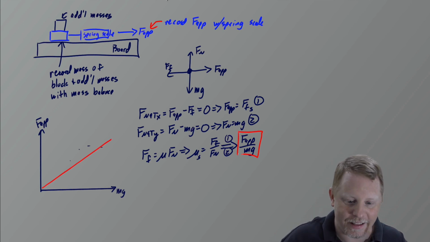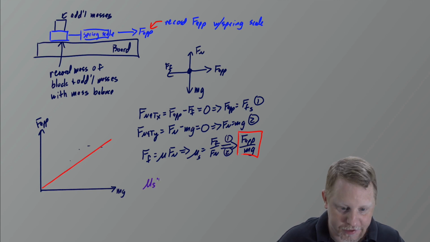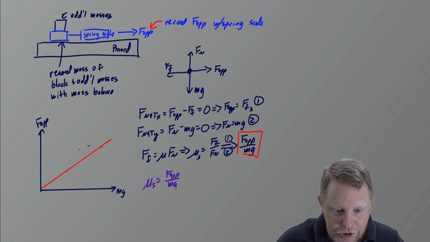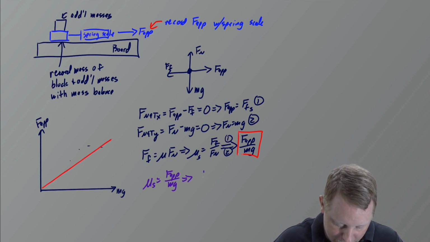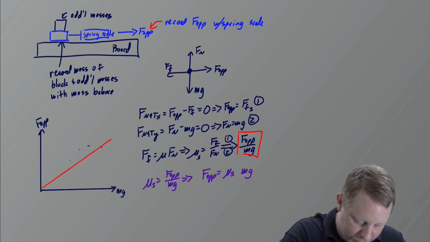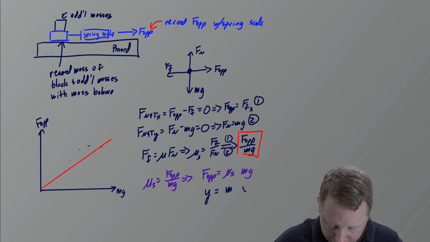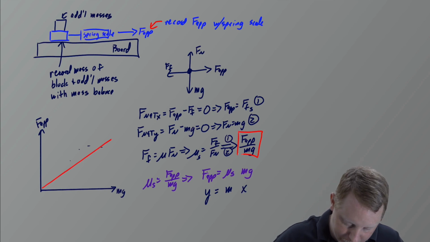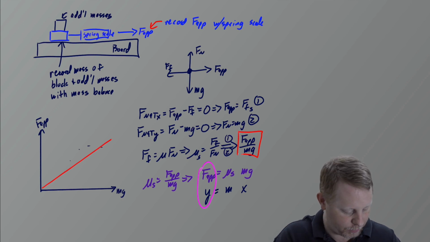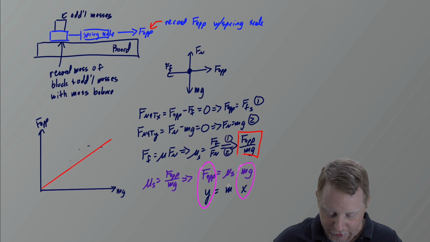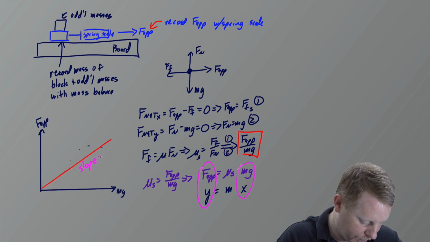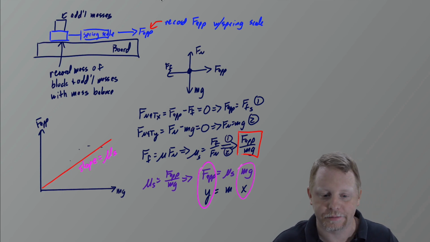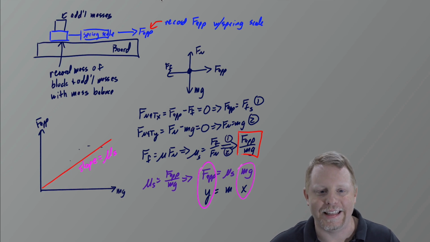And then for our analysis on the best fit line, if our coefficient of static friction is the applied force over mg, then in terms of y equals mx, a line, we could say the applied force is equal to mu s mg, which is equivalent to y equals mx. Our y is F_ap, our x is mg, so the slope is going to give us the coefficient of static friction. So slope equals mu s.